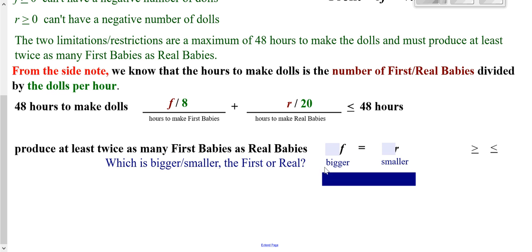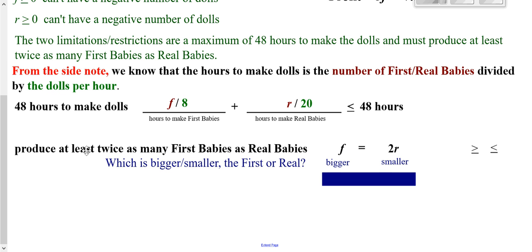Well, if I multiply the bigger side by 2, that's going to be bigger yet, and that's not going to be equal to something that's smaller. If this side's smaller, if I double that, it would likely then be equal to my bigger side. So I need to double the smaller side so it's equal to the bigger side. Now we can deal with that inequality.